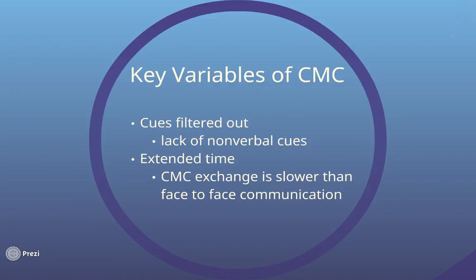Two critical components identified by researchers of CMC are a lack of nonverbal cues, often referred to as cues filtered out, and extended time. These components of CMC are what differentiate CMC and face-to-face conversation, or FTF for short. Since nonverbal cues are eliminated in text-based CMC, research originally pointed to CMC being a far more impersonal and lean medium than FTF. Extended time refers to asynchronous CMC and an individual's ability to edit and carefully craft their message without the immediacy of FTF.